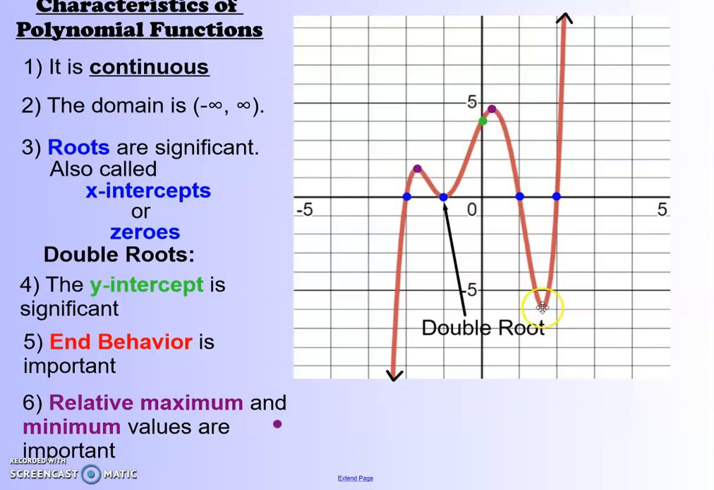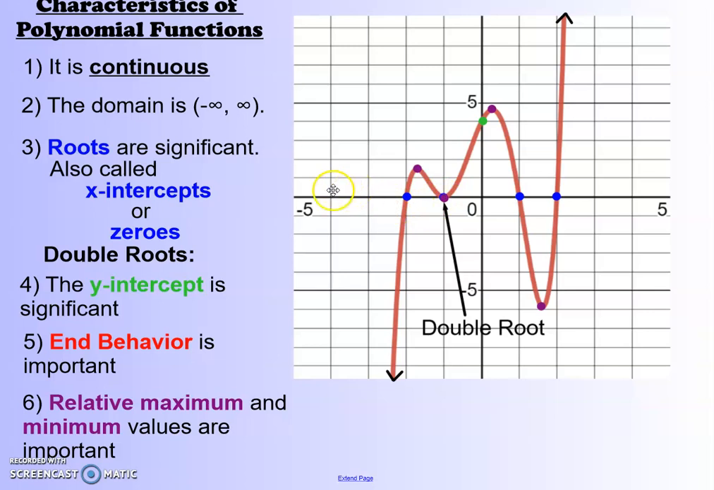And this valley down here, that's a relative minimum. It's not the lowest value. This graph goes down to negative infinity. But relative to the points around it, it's a minimum. And then this double root is also a relative minimum.